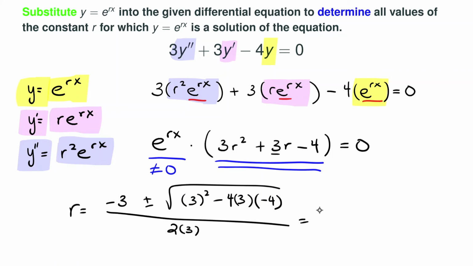And as we simplify that, we get negative 3 plus or minus the square root of 3 squared, which is 9, minus a negative 48, which will combine to be a positive 57, all over 6. So the values of r that make this a solution to the differential equation are these two.